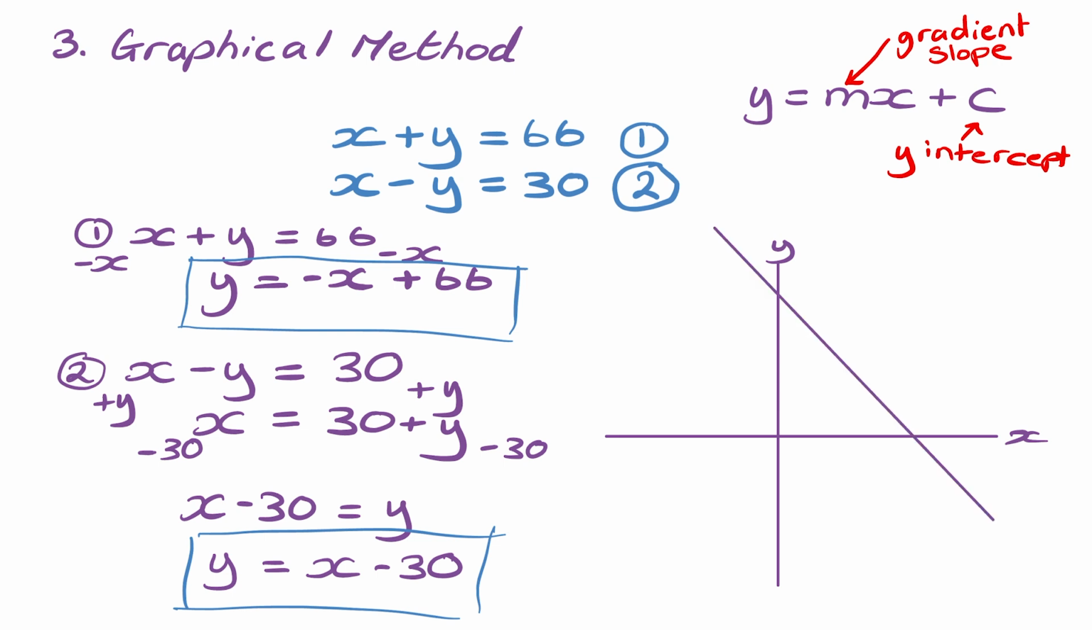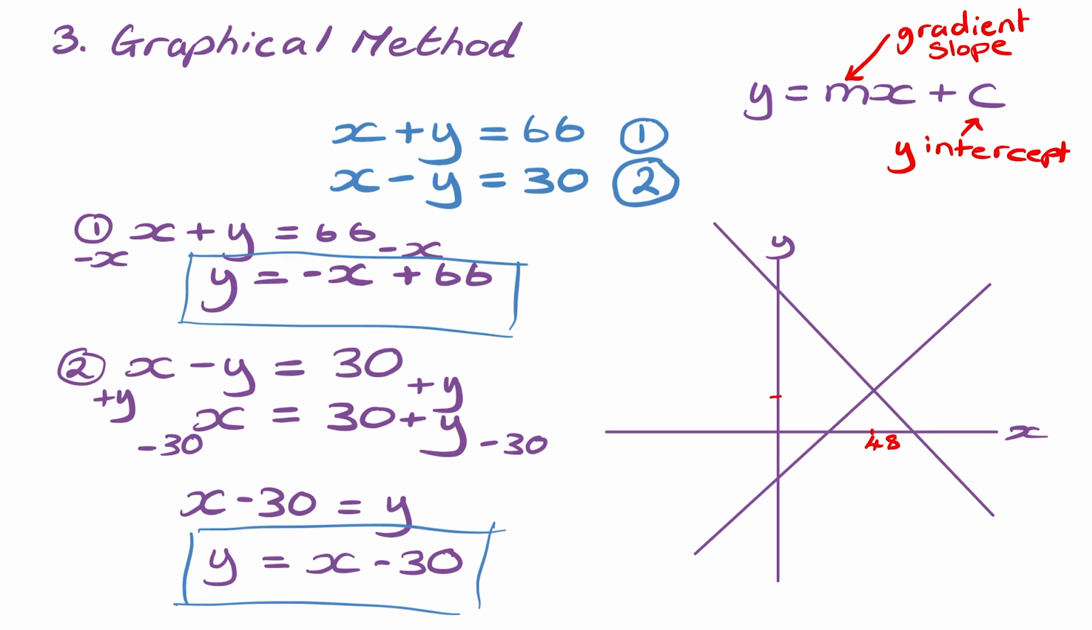Then the next equation, we have a positive gradient. There's a plus 1 there, so a positive gradient of 1. A gradient of 1 is a 45-degree angle. We won't go into that in too much detail here. It's going to cross at negative 30, so our second line would look something like that. And then the solution will be here. And those two values, as we know, if I remember, x was 48 and y was 18. So let's go ahead and pop that into Desmos.